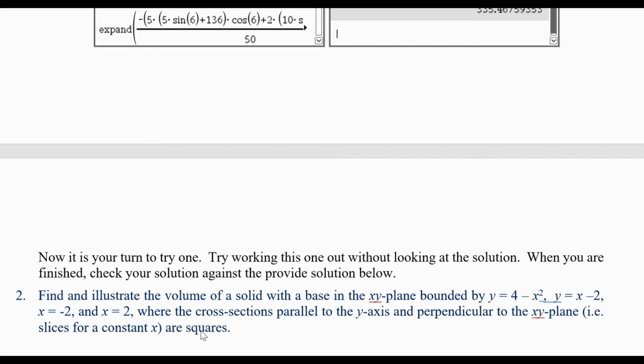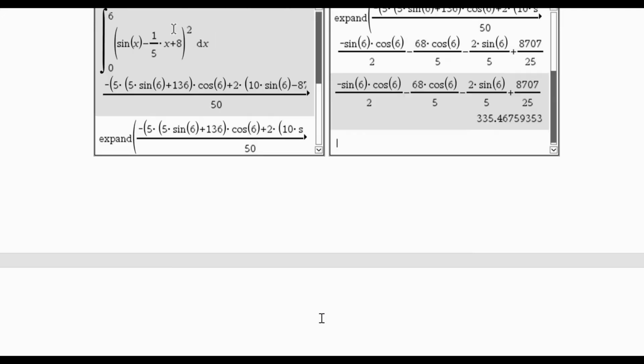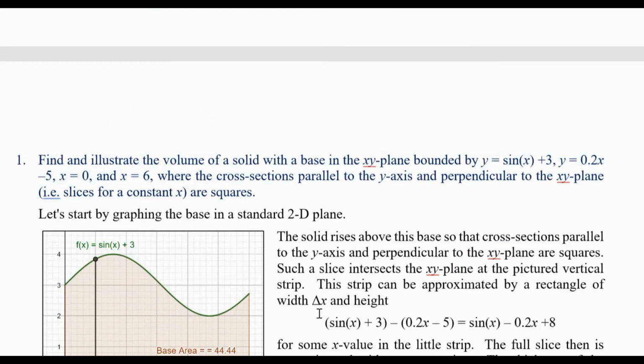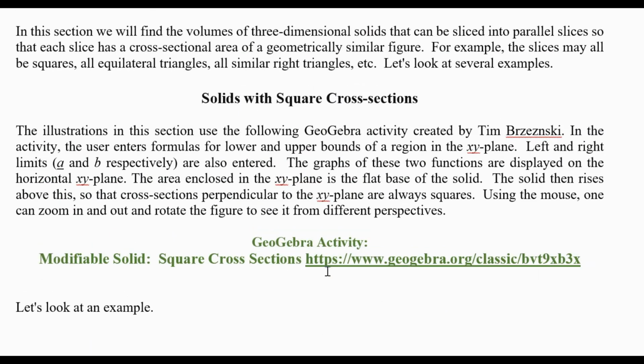That's the base. And then cross sections where x is a constant will be squares. So if you would try to find it, illustrate the base graph, and illustrate also the 3D graph using the app that I showed you last video, which is, here's the link to it right here. You can use that for cross sections that are square.